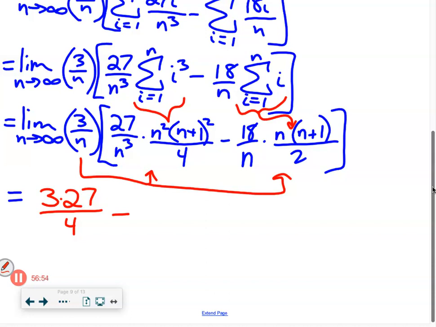All right, let's look at the second term. How many n's do we have on top? 2. Degree is 2. What about on the bottom? 2, because you have an n times an n. Same degree top and bottom. What's the coefficient on top? And you can say something times something. 3 times 18 over, what's the coefficient on the bottom? 2.